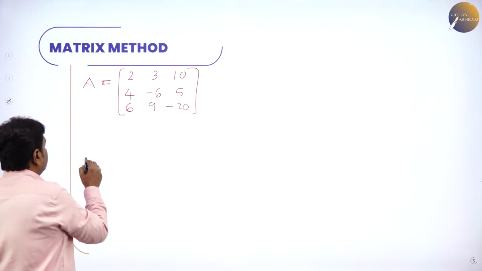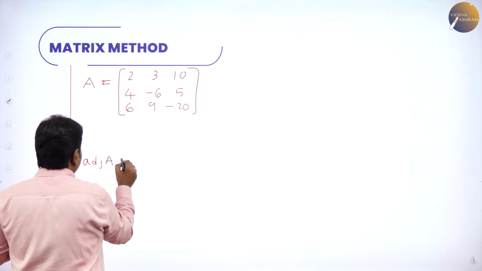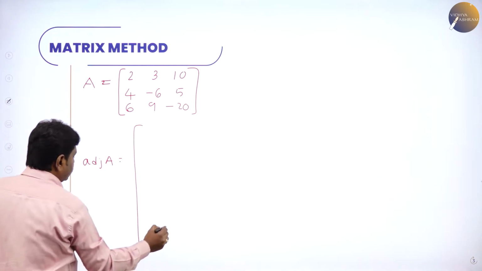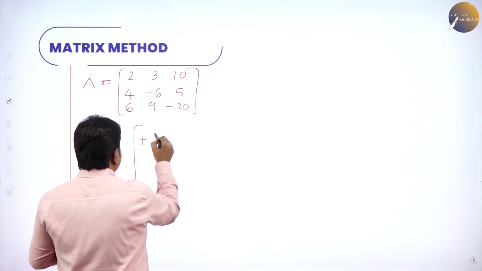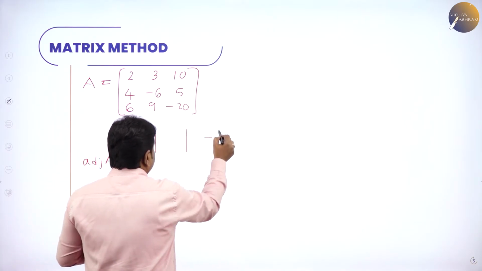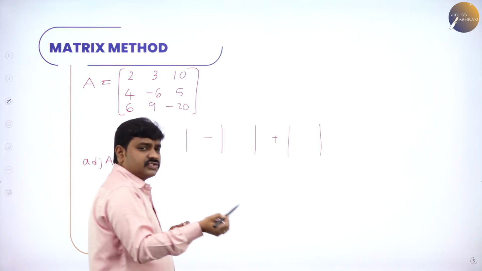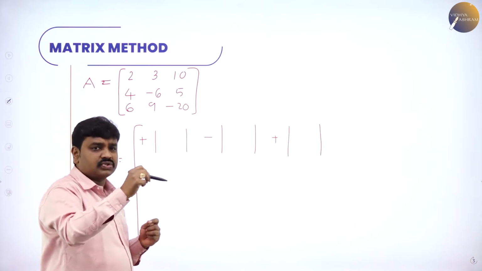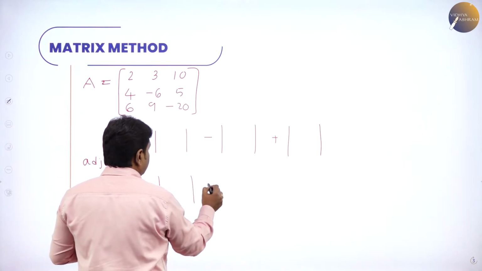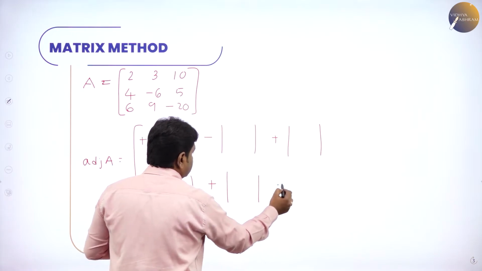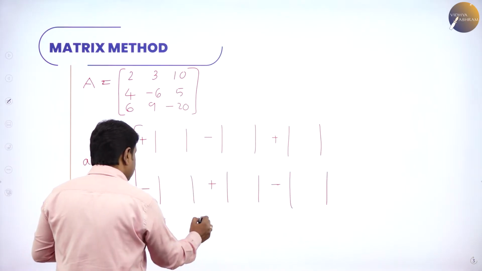So we write A. We will go to adjoint A. So adjoint A is equal to, so put a big matrix. I told you do row wise and write column wise. First I'll fill the 2 cross 2 spaces, plus, then minus, then plus. I'm not taking cofactor first and then transpose. Directly we'll do. So plus, minus, plus, then minus, plus, minus, then plus, minus, plus.